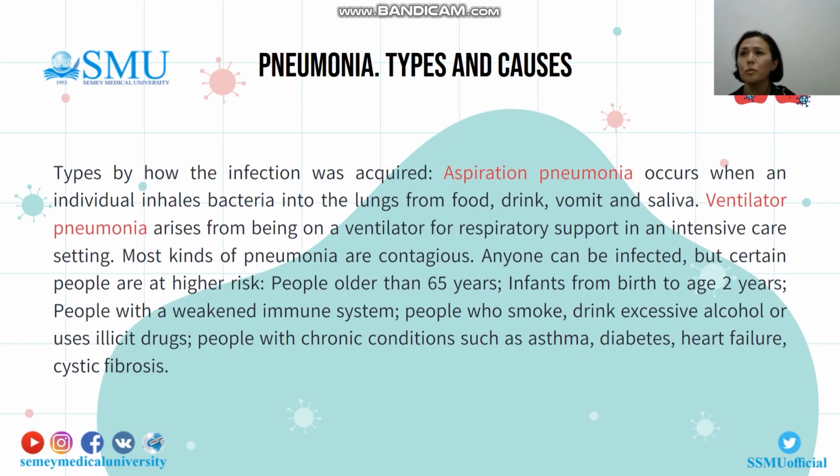Types by how the infection was acquired. Aspiration pneumonia occurs when an individual inhales bacteria into the lungs from food, drink, vomit, and saliva. Ventilator pneumonia arises from being on a ventilator for respiratory support in an intensive care setting. Most kinds of pneumonia are contagious. Anyone can be infected, but certain people are at high risk. People older than 45 years, infants from birth to age 2 years, people with a weakened immune system, people who smoke, drink excessive alcohol, or use illicit drugs, people with chronic conditions such as asthma, diabetes, heart failure, cystic fibrosis.